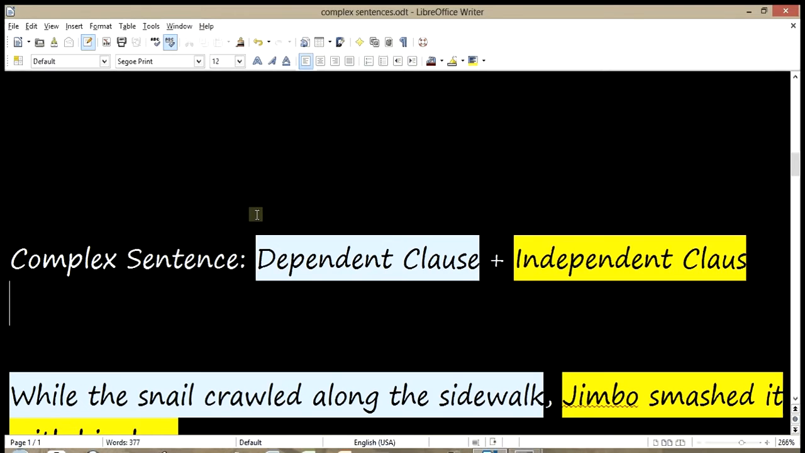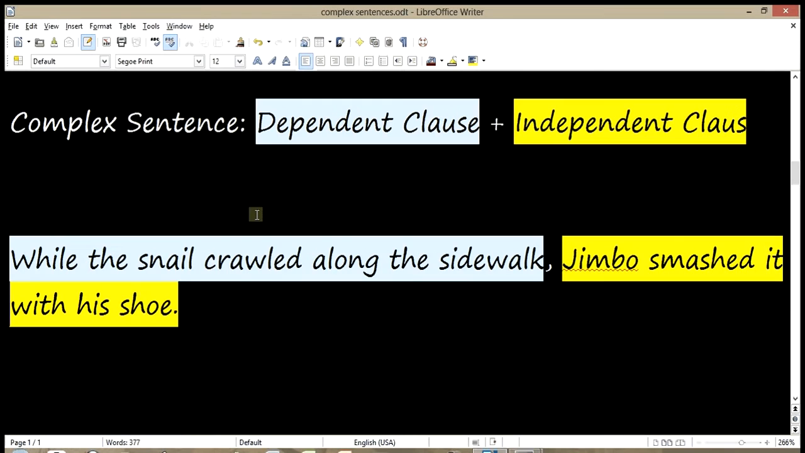So let's take a look at an example of a complex sentence here. While the snail crawled along the sidewalk, Jimbo smashed it with his shoe. So Jimbo smashed it with his shoe is an independent clause. It can stand alone as a complete sentence. While the snail crawled along the sidewalk, on the other hand, doesn't make any sense by itself. It needs to be with the second part of the sentence, Jimbo smashed it with his shoe. So that's a complex sentence. It tells us that two things are happening at the same time.